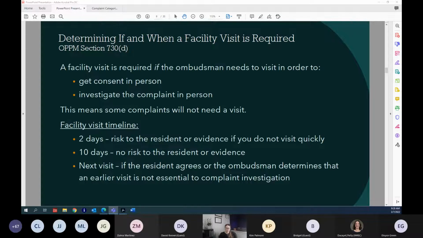Now, this last bullet here is again to kind of help you prioritize and plan your own schedule. You know your residents best, and there may be situations where you don't need to go out there until your next scheduled visit. So maybe you've got a visit coming up in 2 weeks. You can let the resident know.